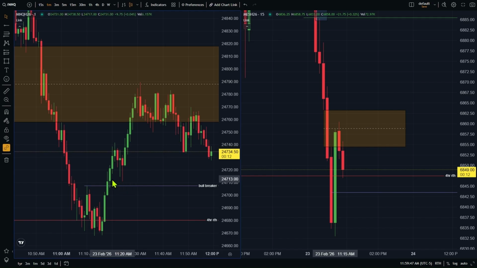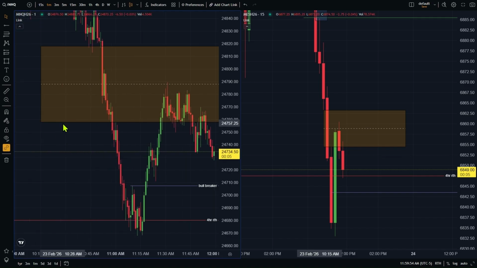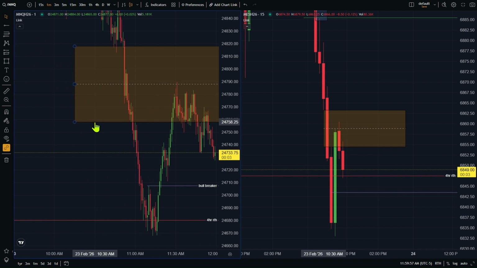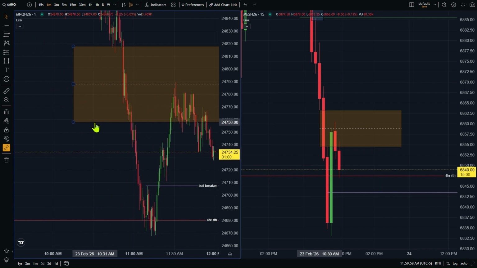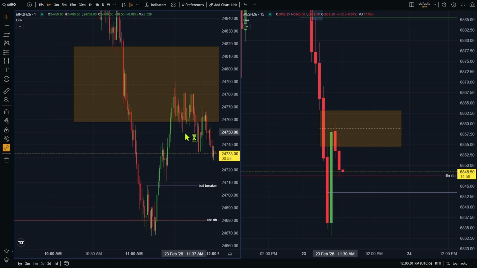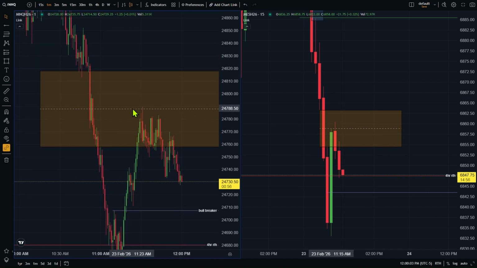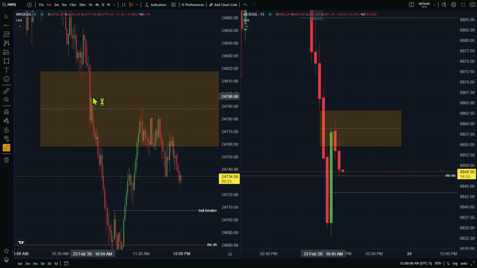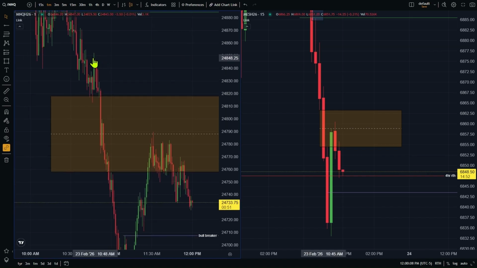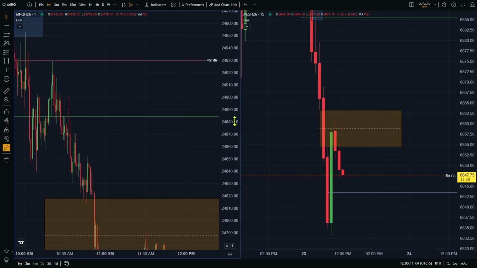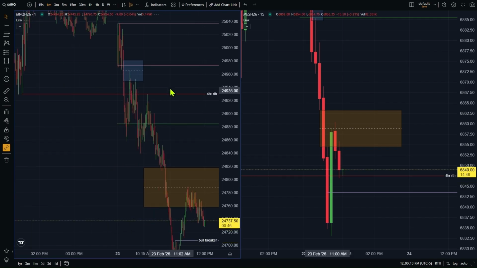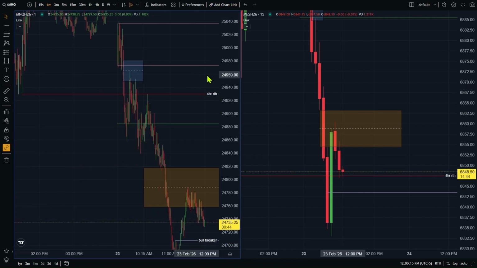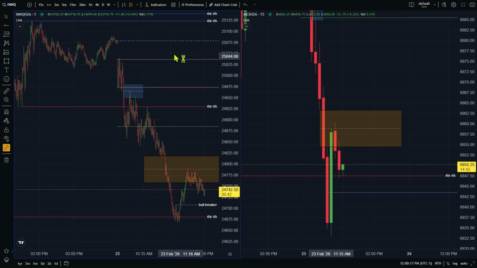I mean, you could have entered right here, but which one would you be aiming at? Maybe the high of that fair value gap, and you could have grabbed a few points. But the real money is going to come if this ends up being our liquidity grab, or this, or even up to here, or even all the way back up to, say, 25,000, or settlement. That's a big move.